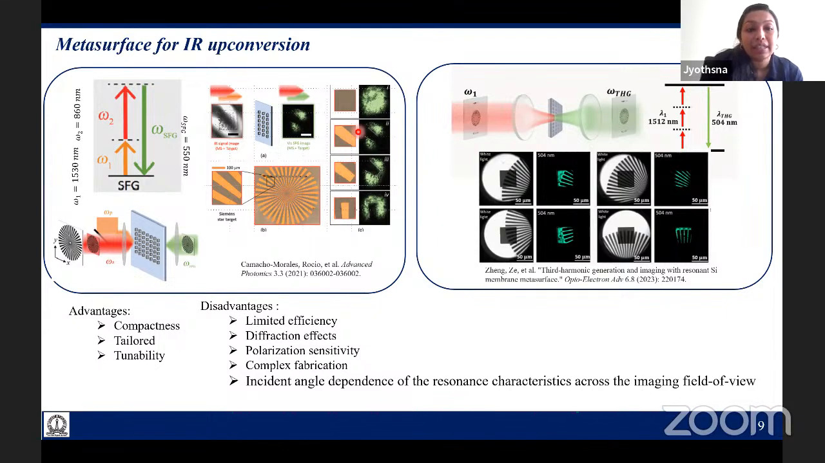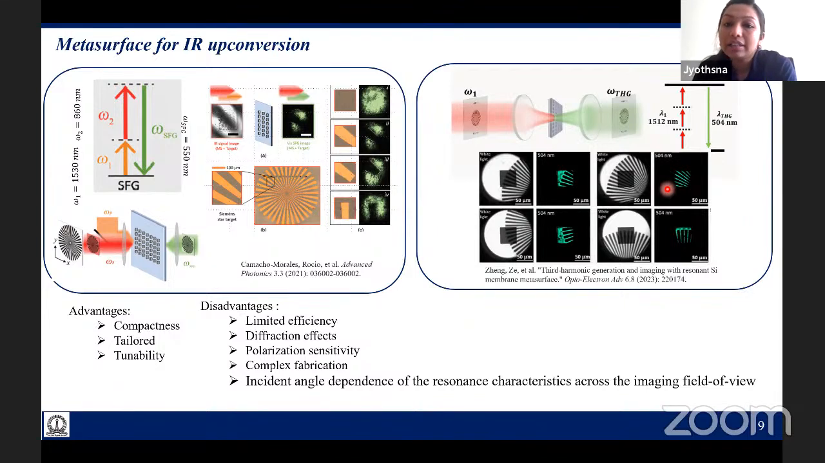So here, a certain limitation associated with this is that they provide limited efficiency because they have higher diffraction, because each of the individual nano antennas is contributing to the overall upconversion, and there could be some fabrication defects that can deteriorate the quality of the image being generated. And most of them are sometimes polarization sensitive, etc.